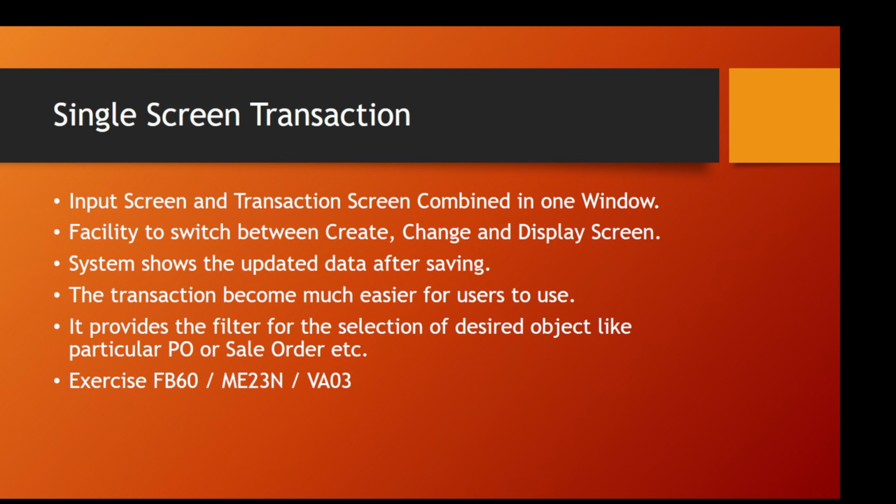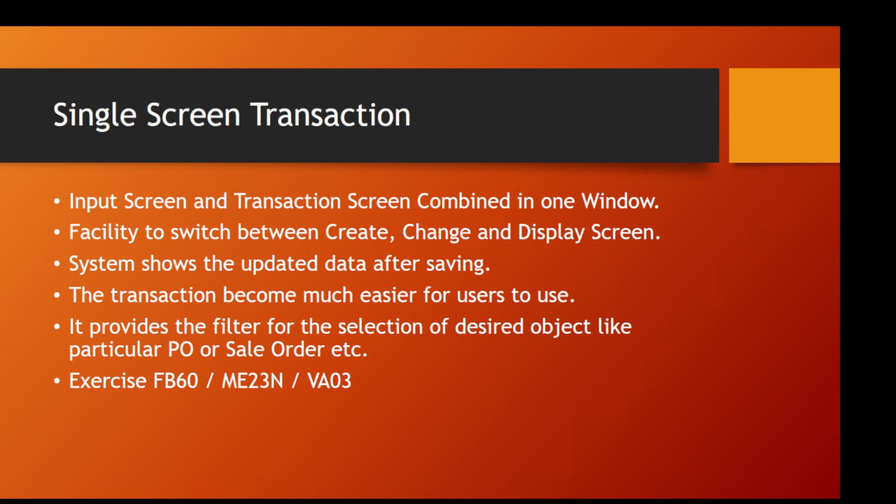In module programming, or the single screen transaction, we can switch between the create screen and the change and display screens, or from the change screen to the create or display screen. This facilitates the user to switch between these types of transactions, because most users only use these three transactions. Either they are editing the data, creating the data, or they only want to display the desired data.